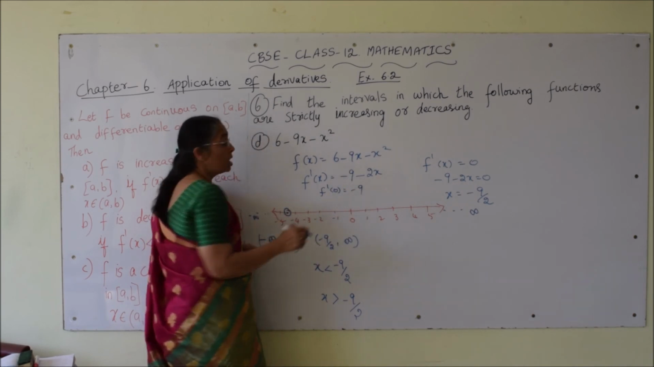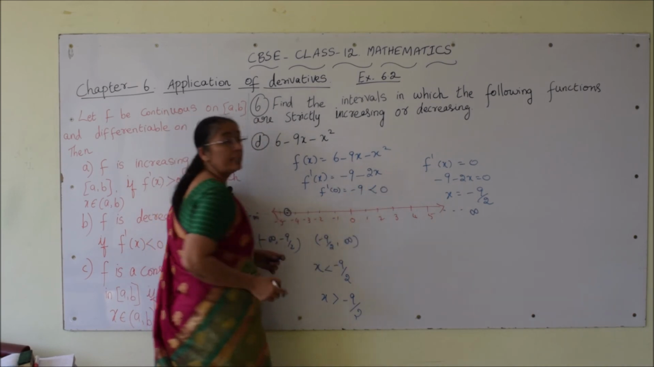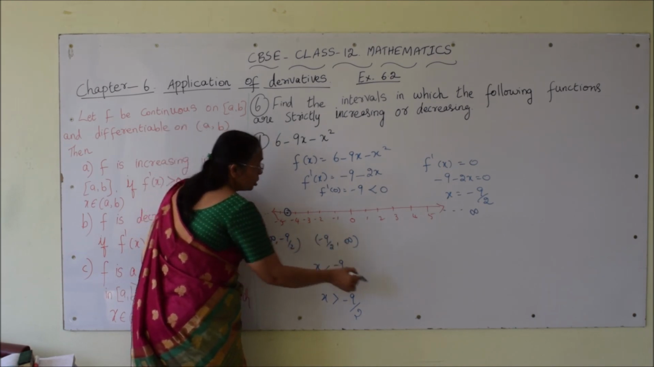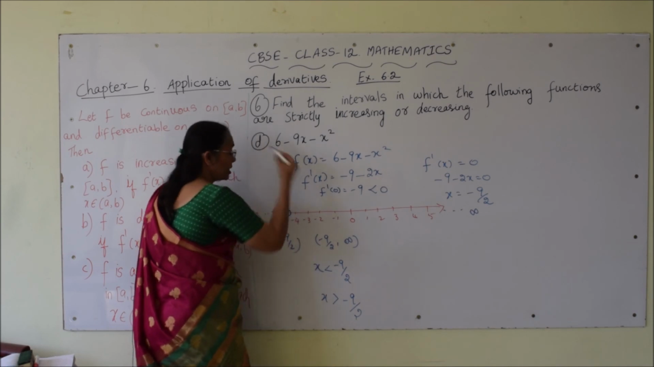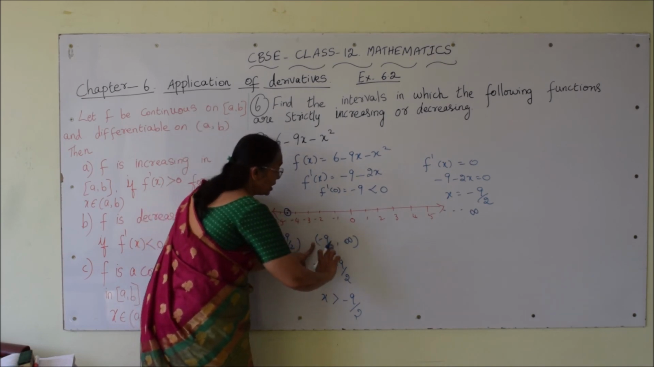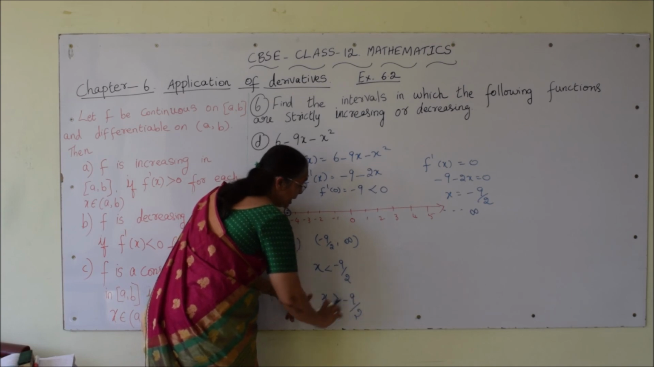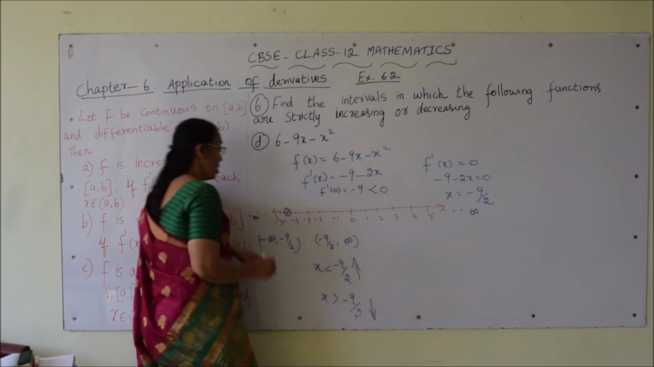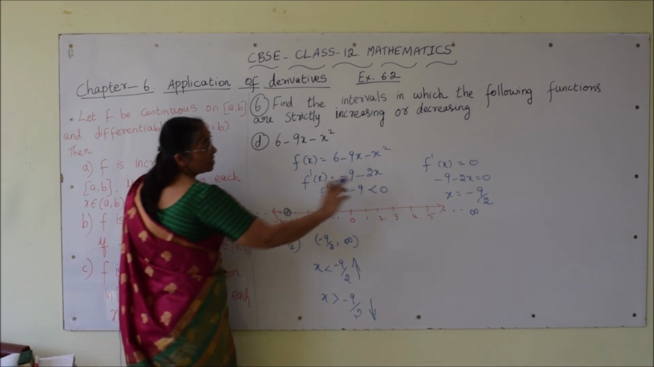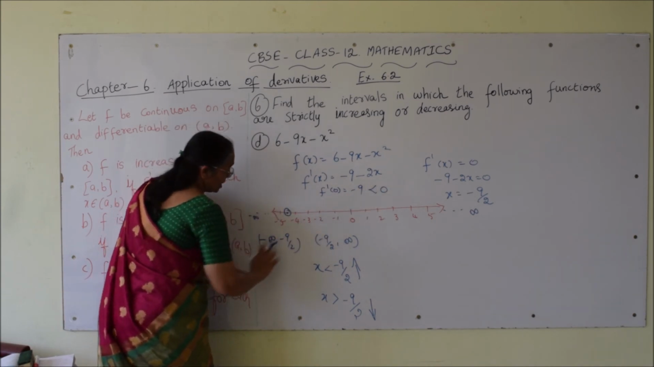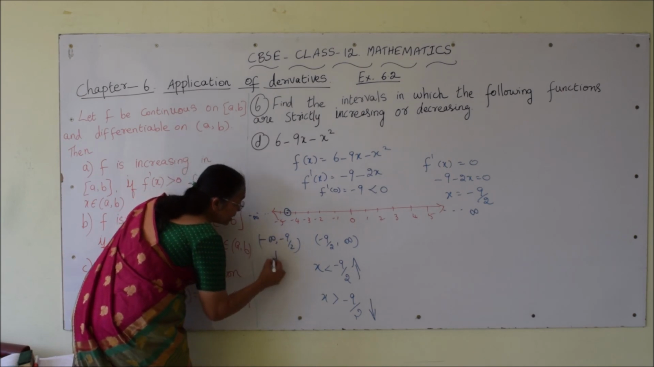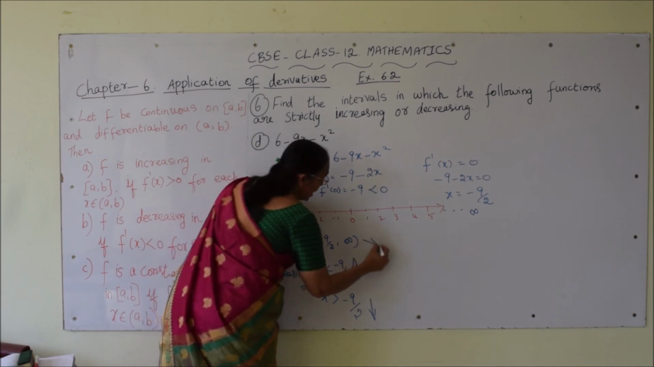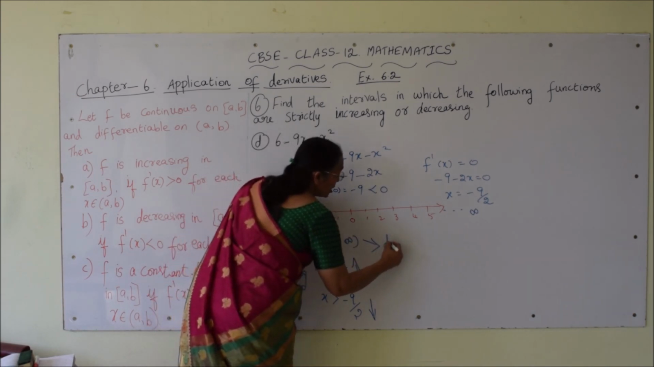So, where the origin is there, in that particular interval the function is decreasing. So, the origin is in this interval. So, the function is decreasing here and the function is increasing here. So, the function is decreasing when x is greater than minus 9 by 2, and increasing on the other side. So, from minus infinity to minus 9 by 2, the function is increasing, and for minus 9 by 2 comma infinity the function is decreasing.